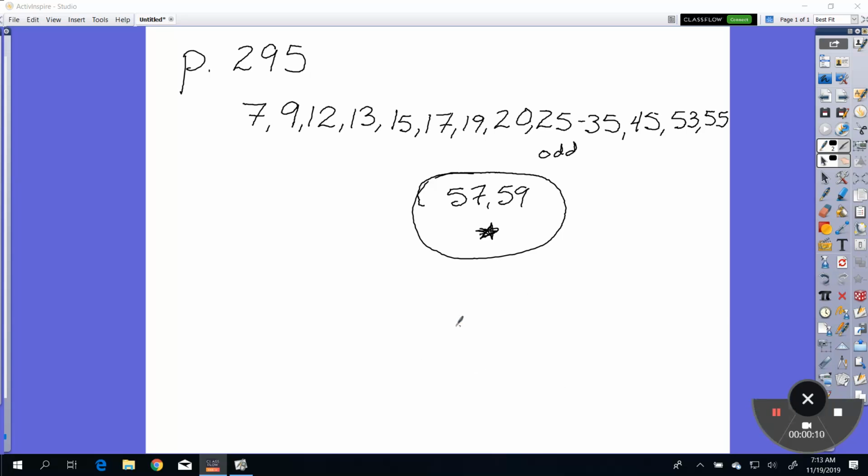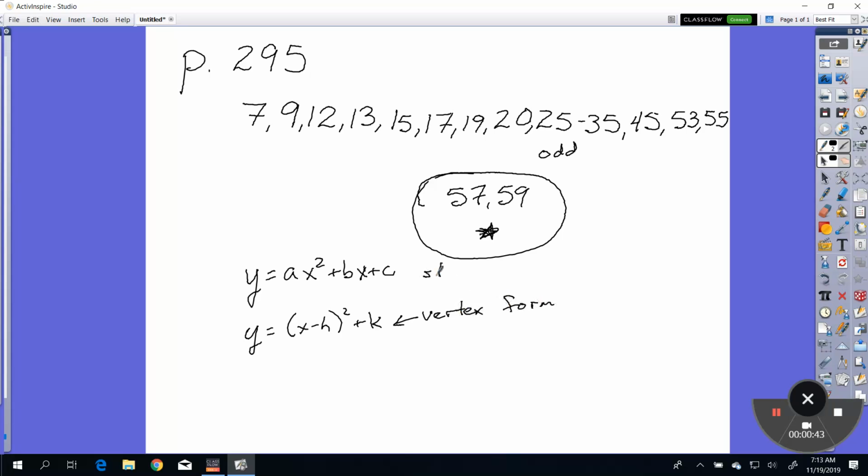So the first thing we're going to do is talk about parabolas. Parabolas are really quadratics, and they're written in this form. But we can take that form and change it also into this form, which is called the vertex form. So this is the vertex form. This is standard form.